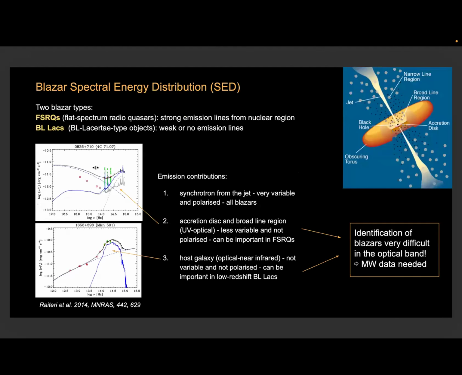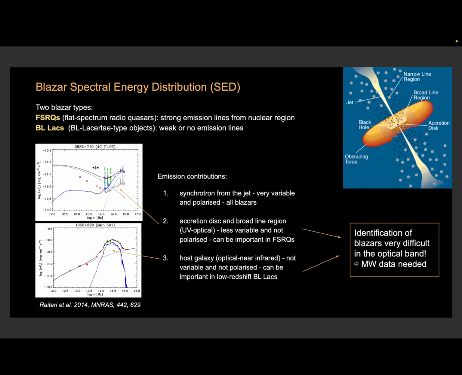We have two classes of blazars. One includes the flat spectrum radio quasars, which show broad emission lines in their spectra, and whose spectral energy distribution sometimes shows even a dominant contribution from the big blue bump, that is from its quasar-like core, due to emission from the accretion disk and broad line region.